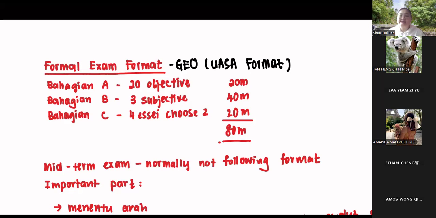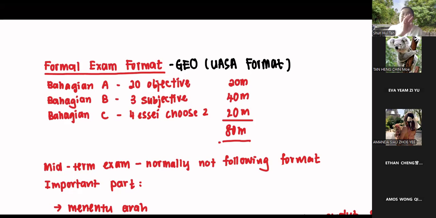And then bahagian C is the so-called essay question, right? But don't worry, the essay here is not like your essay in BM, BI, and Mandarin, the karangan or the 作文. It's a big difference, okay? Your karangan may need 4 or 5 paragraphs, but in geography, our essay means you have a long answer. You need to give a long answer. It's long questions or long answers.